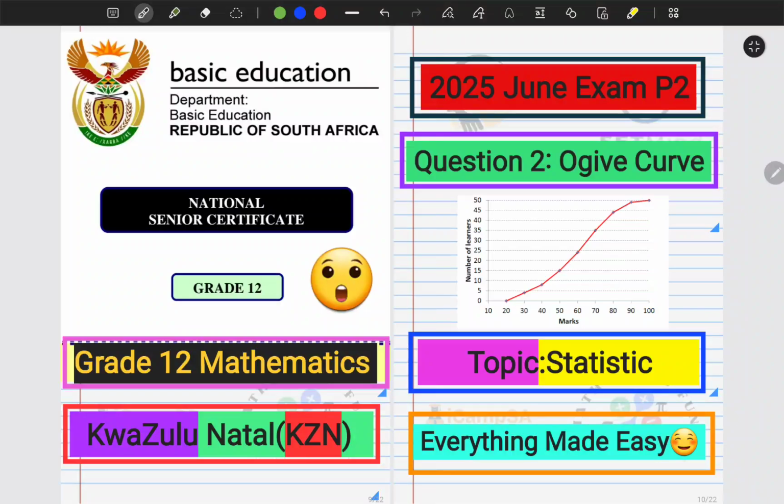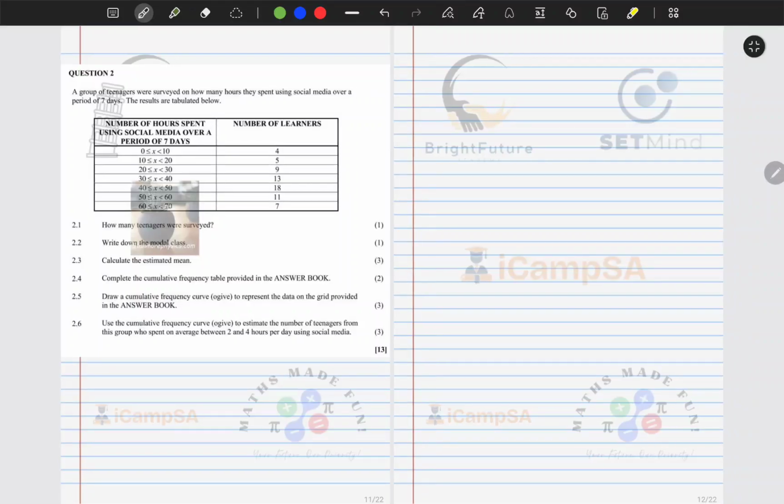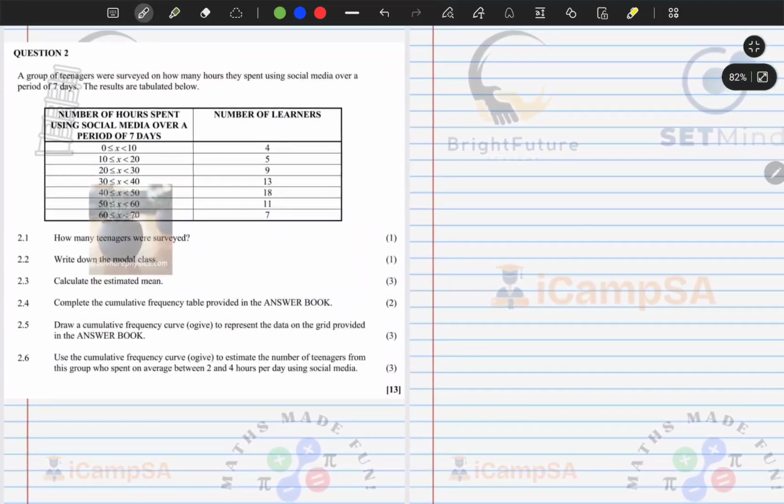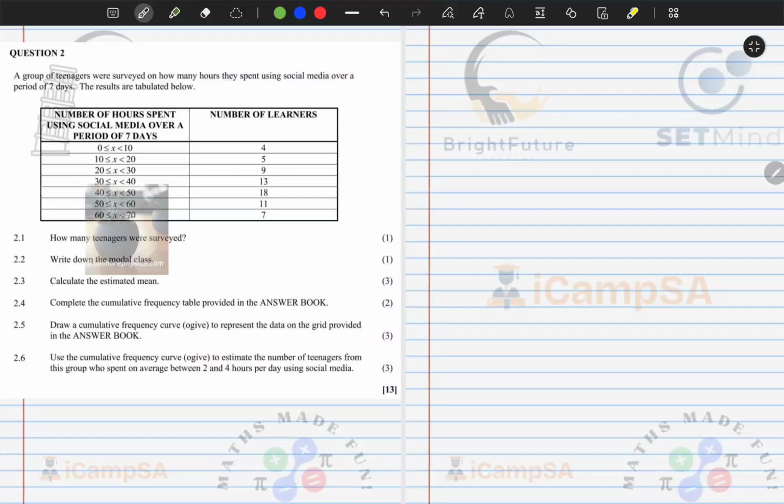In this edition, we're looking at question 2 of the 2025 June exam paper 2, which was written in KZN. And the topic which we are interested in is statistics. So let's go ahead and have a look at the question. The question reads, a group of teenagers were surveyed on how many hours they spent using social media over a period of 7 days. The results are tabulated below.